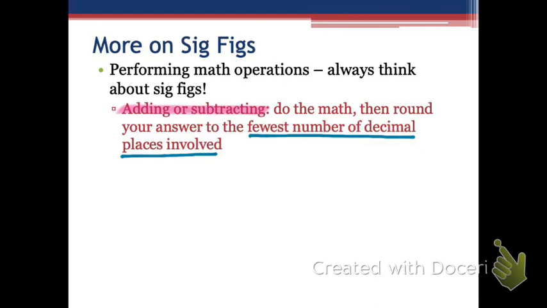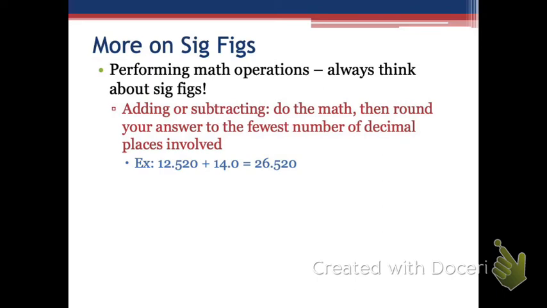Okay? So I think I have an example on your slide maybe. Okay, so here is an example I gave, okay? And I went ahead and did the math for us. But we've got a number 12.520 plus 14.0 gives us this raw answer. So let's examine our original measurements. When we do adding and subtracting, we are focused on decimal places, not on significant figures total. Decimal places. Do you know what I mean when I say decimal places? What do I mean? That's right. The number of digits that come after the decimal place.